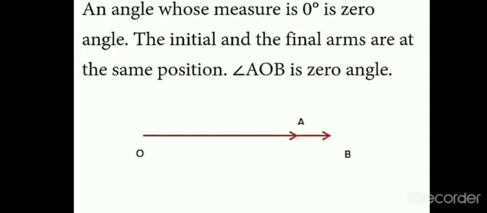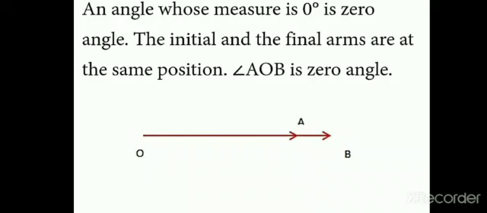Now the first angle is the zero angle. For a zero angle, see here you are seeing two rays on the same line. The first line is OA, the second line is OB. The line OA has not at all moved, and it is on the starting point itself.